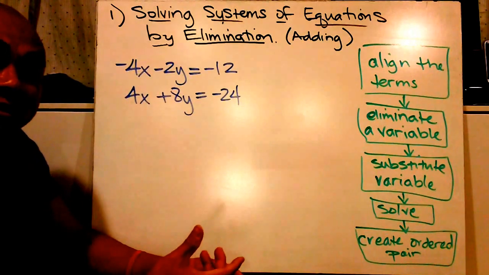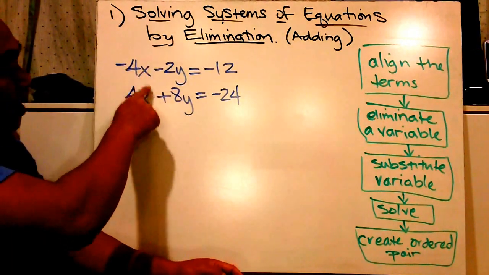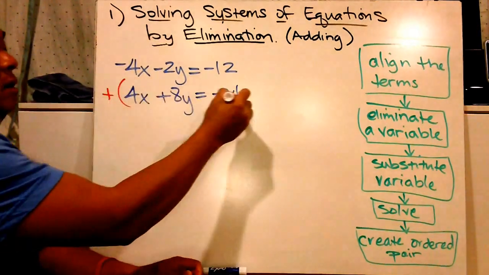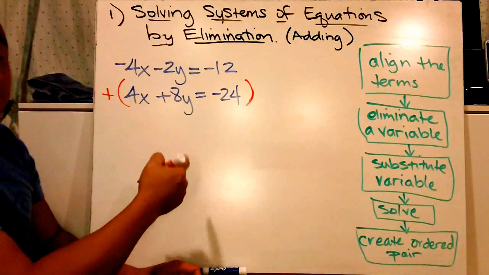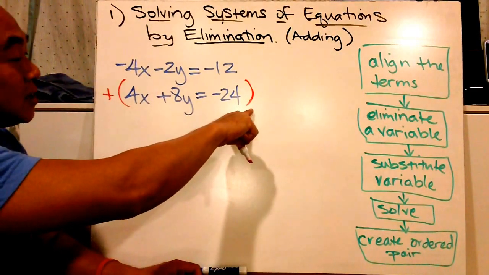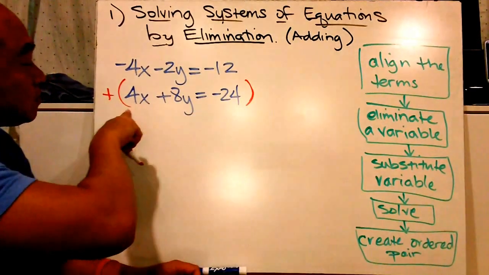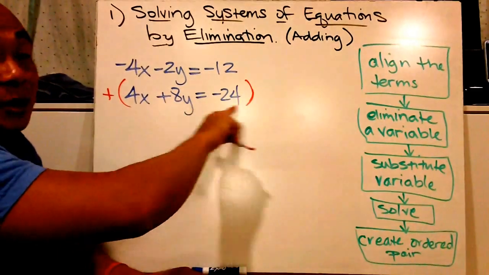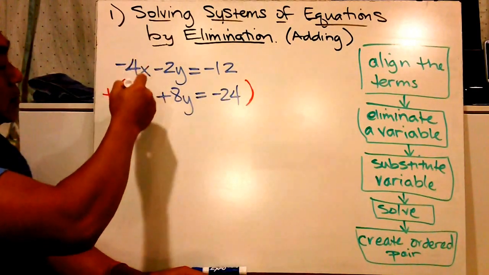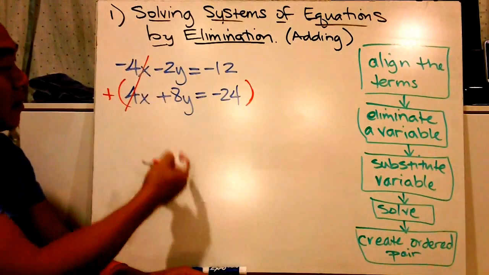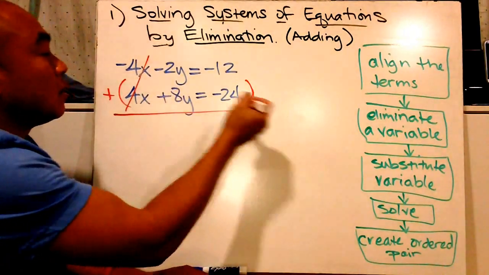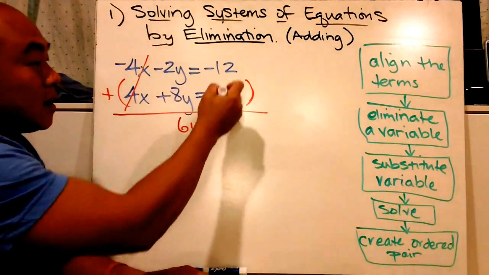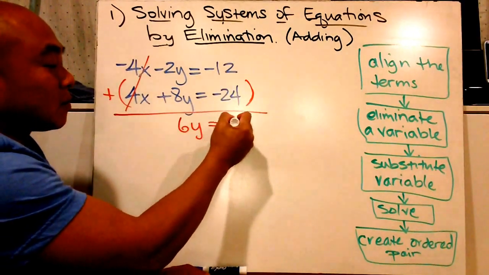How we eliminate this is if we take negative 4x and positive 4x and add them together. One very special thing I just did is put parentheses around this entire thing, because we're adding that entire equation. So here, negative 4x plus 4x is gone when I add them together. Then negative 2 plus 8 gives me 6y, and then I add these together, which gives me negative 36.